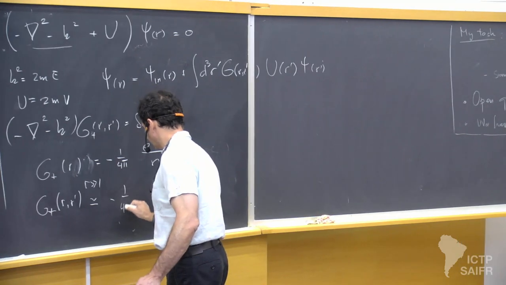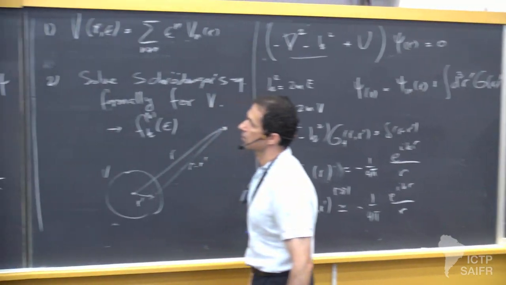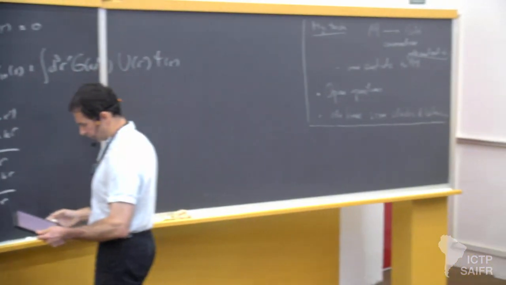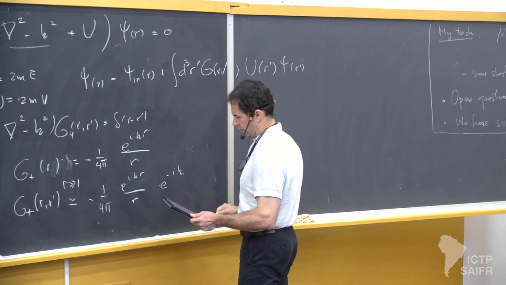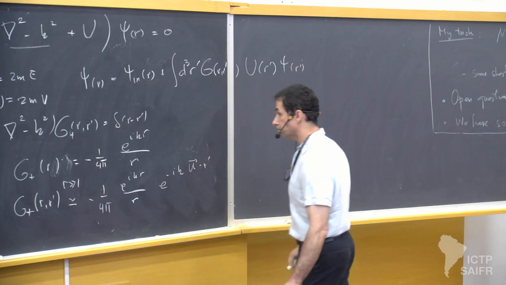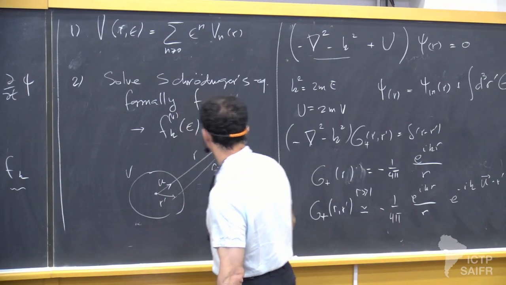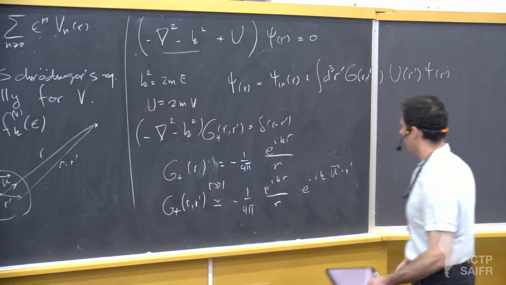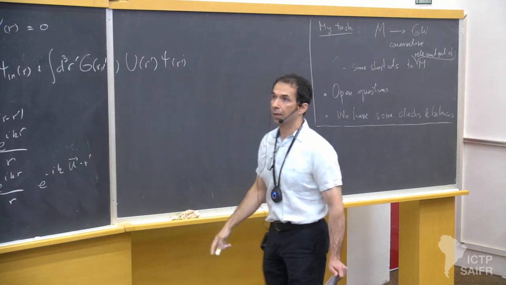It's minus 1 over 4 pi e to the ikr over r. It's exactly the same factor that's somewhere here, this one. And then there is another factor here that is e to the minus ik u dotted into r prime. So this is u, the unit vector along r, and r prime is this. OK, so with this in hand, we can take this, plug it back in there, and crank through.